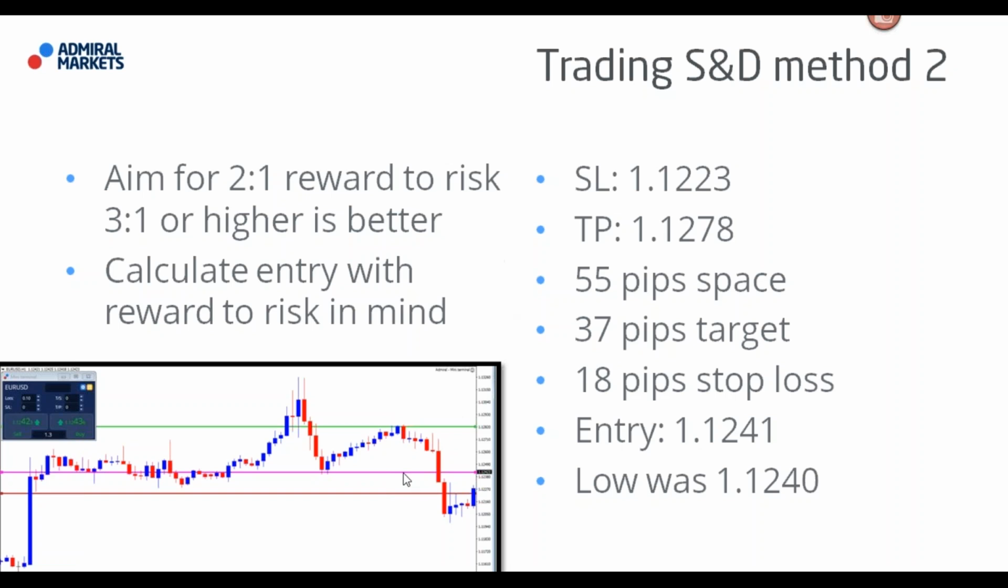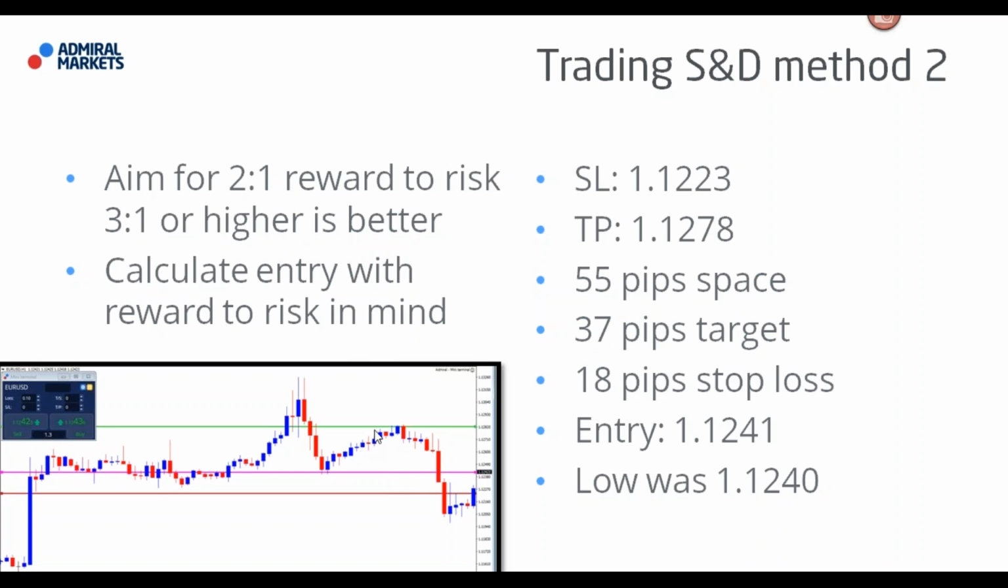With a 3 to 1 target, I don't think we would have entered here because the space is small. 55 pips divided by 4 is 16. No, it's 14 pips. So that would not have been the entry there. So that's basically using 2 to 1.